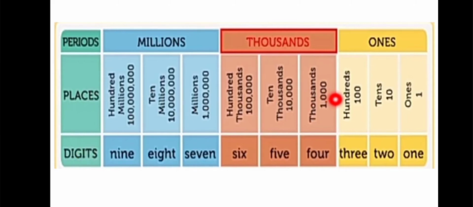The ones period consists of ones, tens, hundreds places. The thousand period comprises 1,000, 10,000, 100,000 places. The million period also comprises millions, 10 millions, 100 millions.